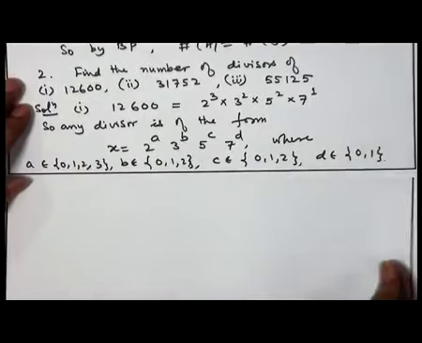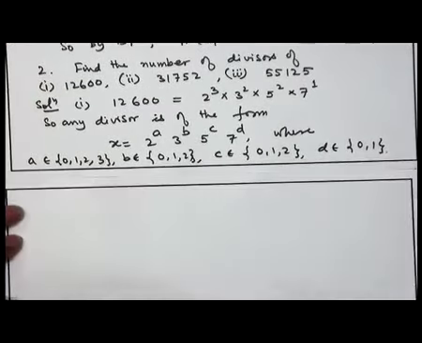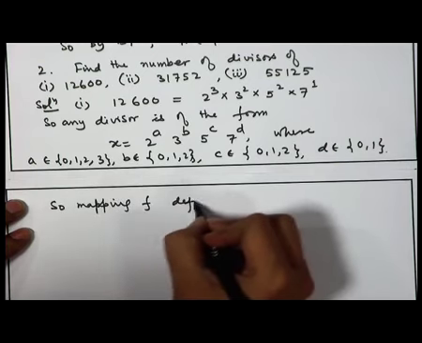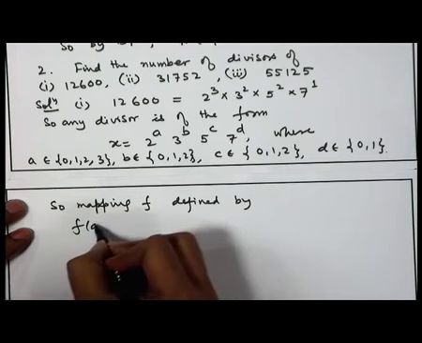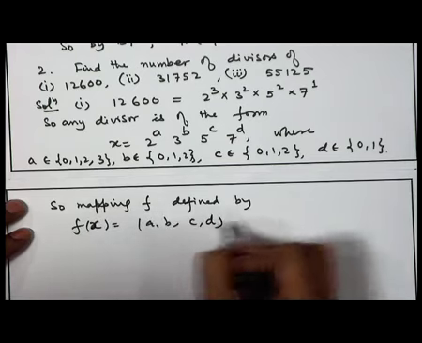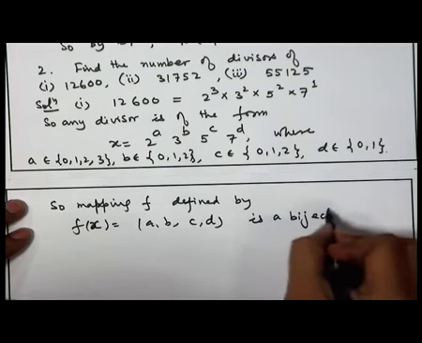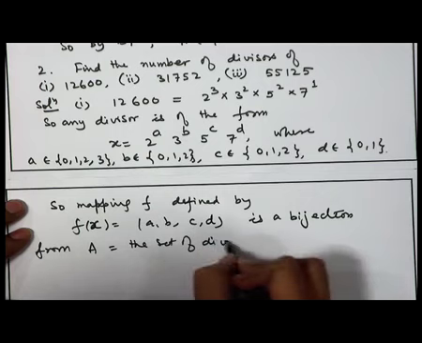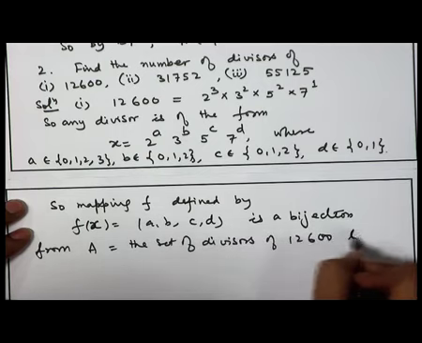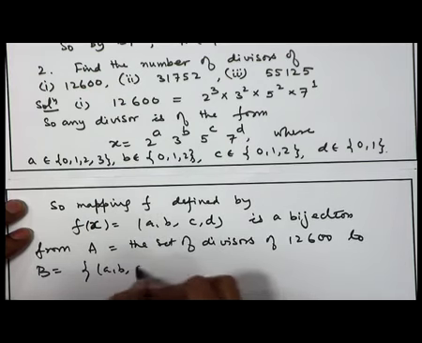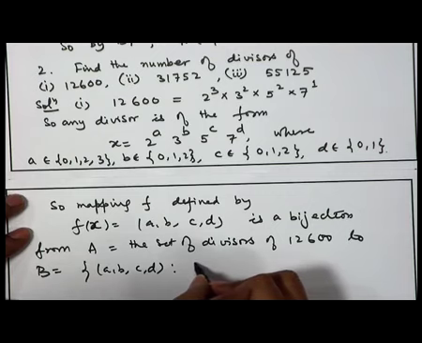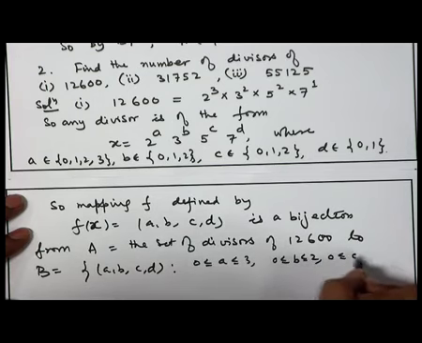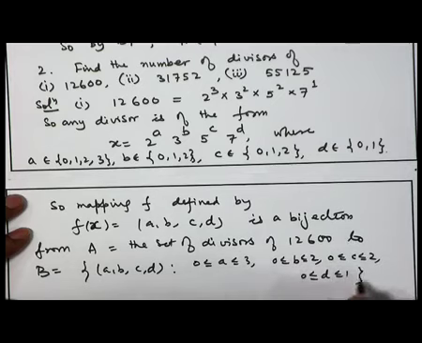So, the mapping f defined by f of x is equal to (A, B, C, D), then this is a bijection from A, that is the set of divisors of 12,600, to the set B, which is nothing but the collection of 4-tuples, where A is between 0 to 3, B is between 0 to 2, C is between 0 to 2 and D is between 0 to 1, they are integers.